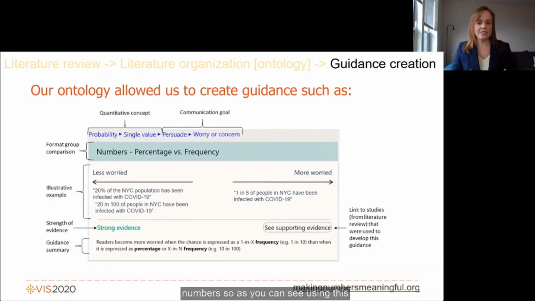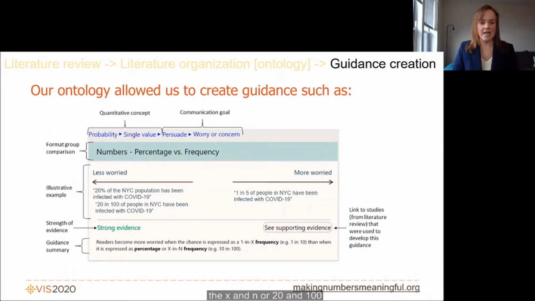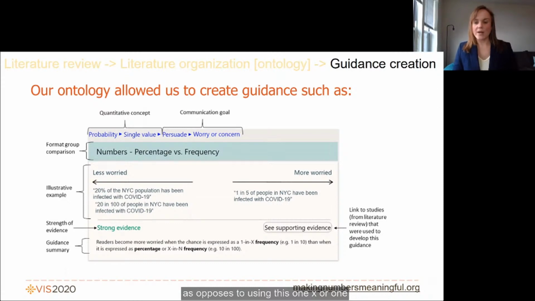So as you can see, using this categorization scheme, we're able to come up with guidance like you see at the bottom of this page. If you're thinking that you have a single value that you want to communicate to make people less worried, as we see here, if you use the X in N, or 20 in 100, or percentages, there's some good evidence that people will be less worried as opposed to using this 1 in X or 1 in 5 number to communicate how many people have been infected with COVID-19 in the New York City area.